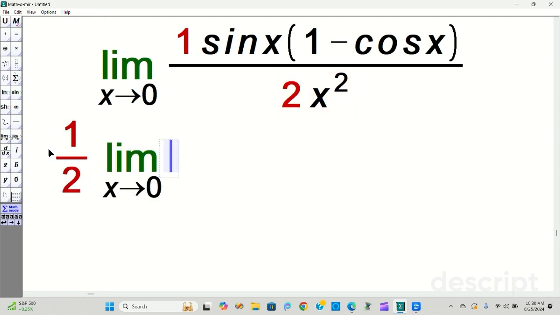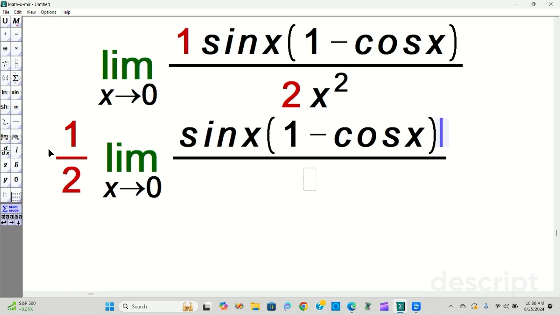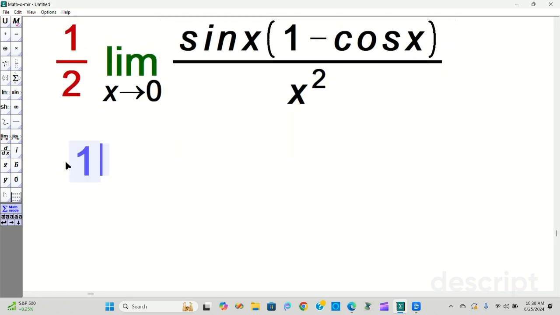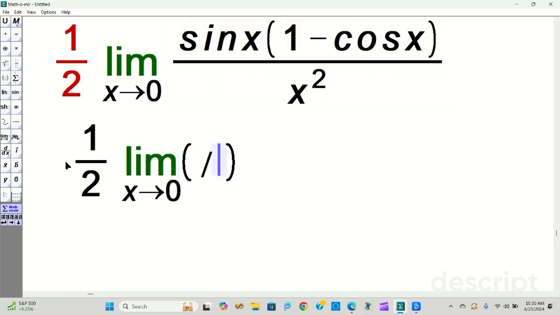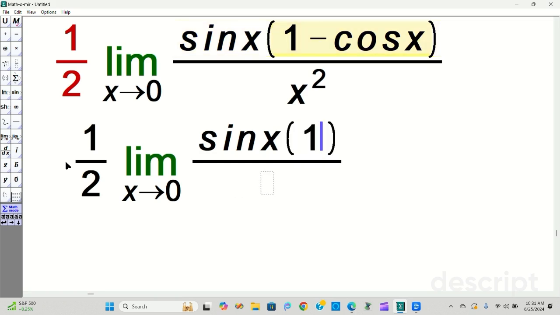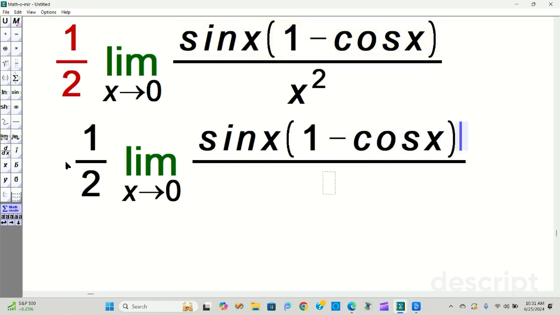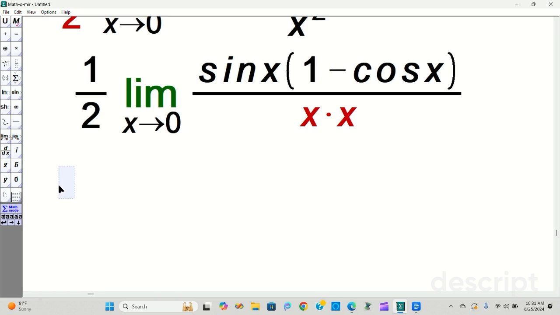So you have 1/2 limit as x goes to 0 of sine of x multiplying 1 minus cosine x over just x squared. We have to rewrite that x squared. So you're going to have 1/2 limit as x goes to 0 of sine x times 1 minus cosine x over x times x. And over is in red there, I'm rewriting it. Now let's separate this more.